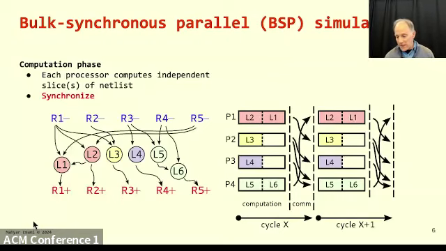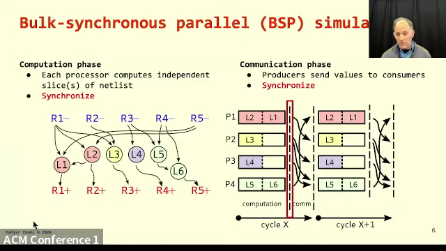And then we come to the end of the phase and we synchronize so that we can do the communication at the same time as the clock cycle would have gone off. And so there's a barrier there. And then we do the communication phase, which sends the values from the producers to the consumers. And we do another synchronization to make sure all the values have arrived before we start the next step in the computation, or the next clock cycle if you're thinking about it in hardware.